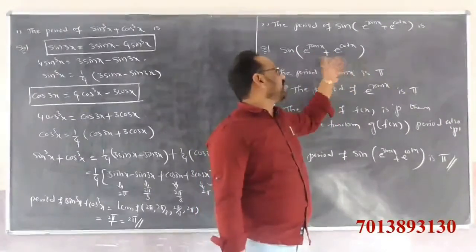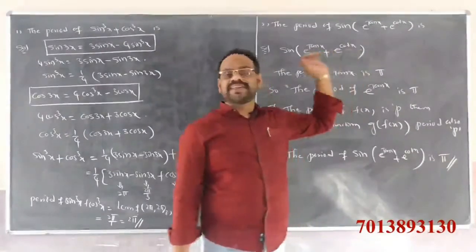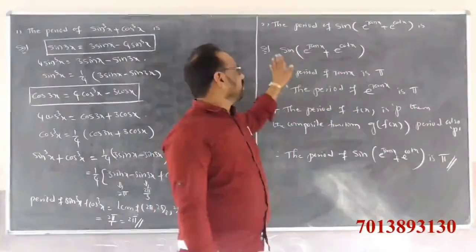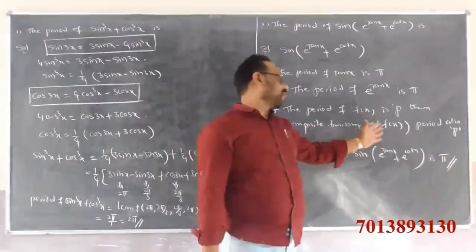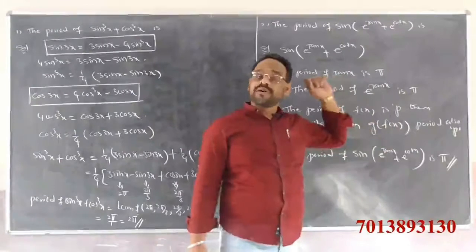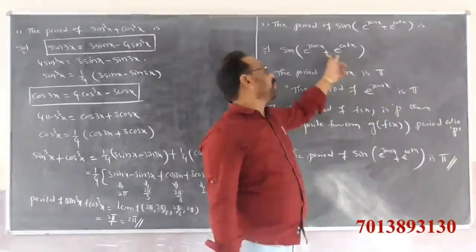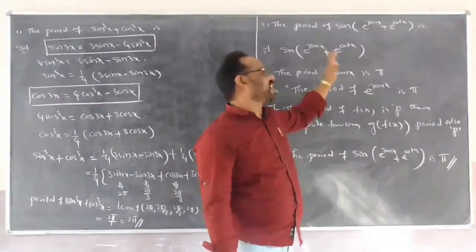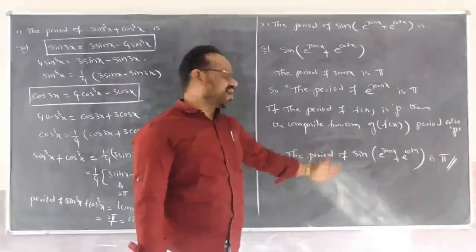So this is f of x. The period of e power tan x plus e power cot x is pi. This function f of x has period p, then the composite function g of f of x period is also p only. So the composite function sin of (e power tan x plus e power cot x) has period pi only. So the answer is pi.